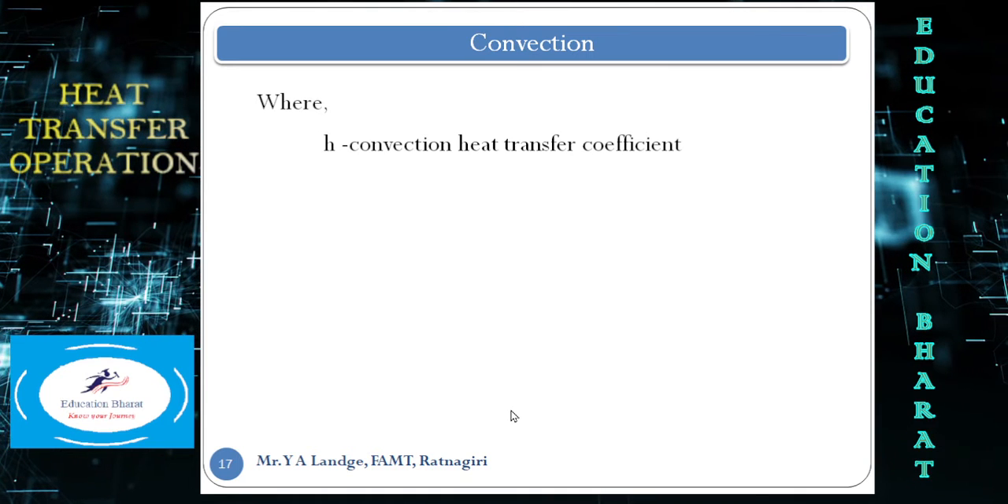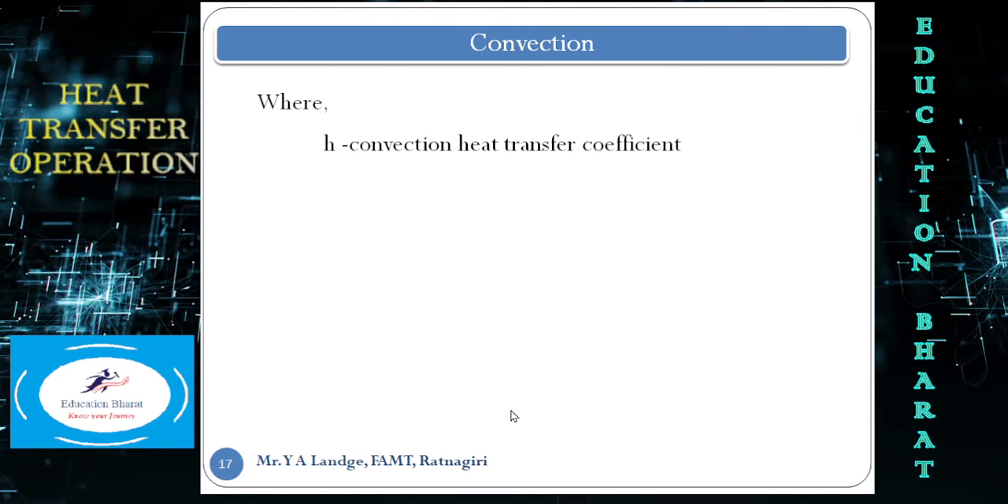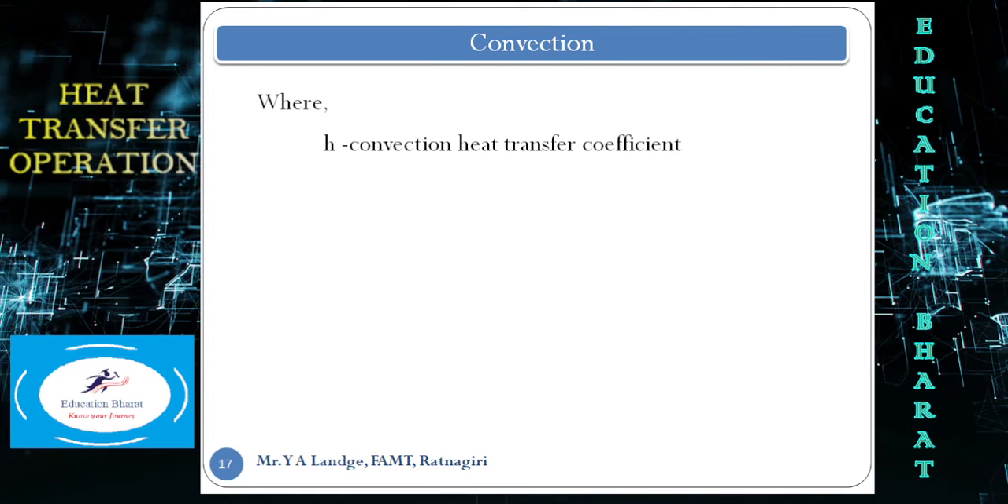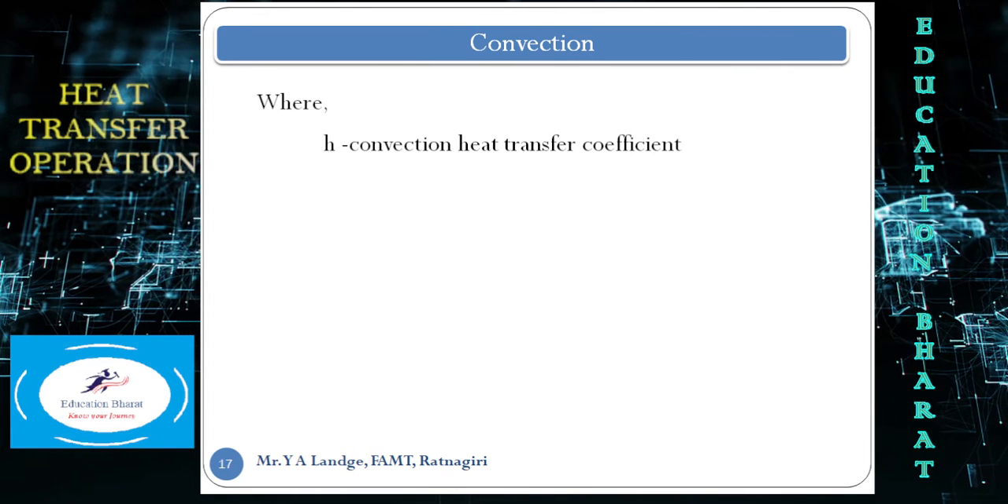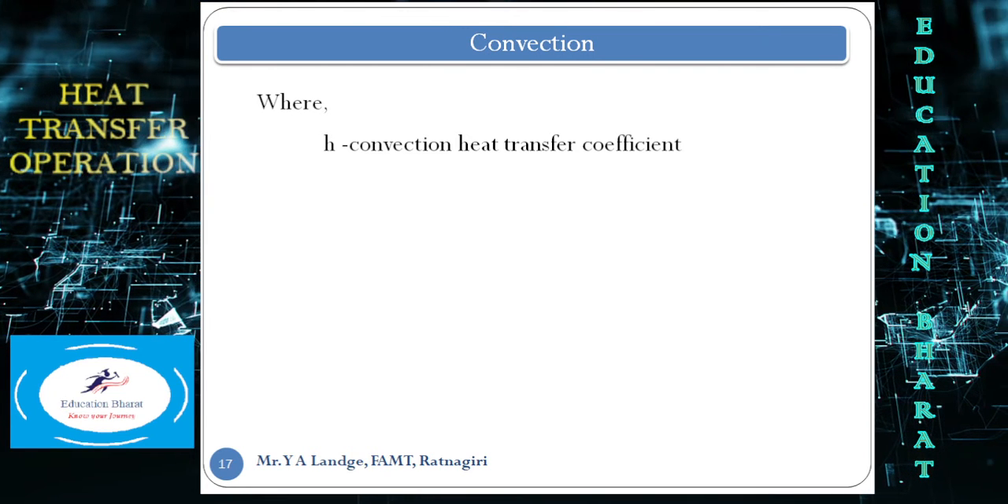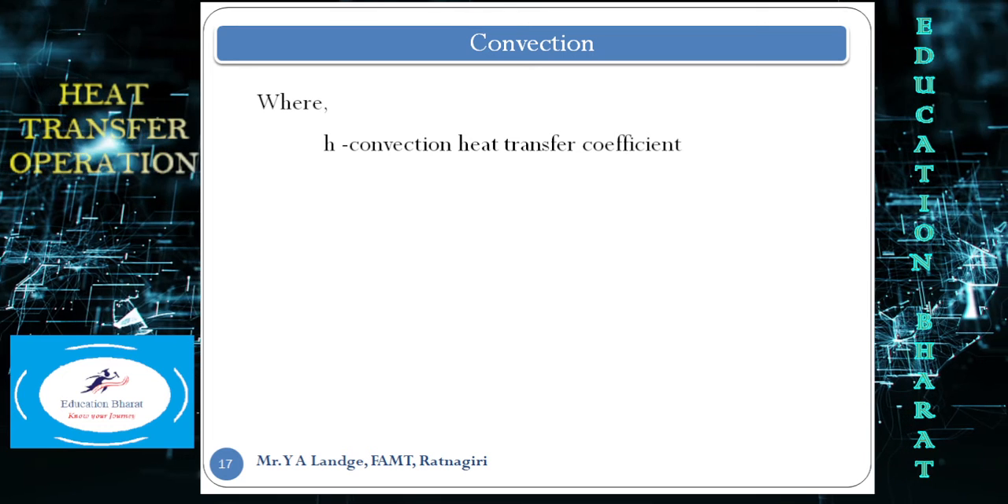Now what do we mean by the convection heat transfer coefficient? This term is a constant. Just like in conduction we saw there is k, which is called the thermal conductivity, here also h is a constant term, and that is the convection heat transfer coefficient.